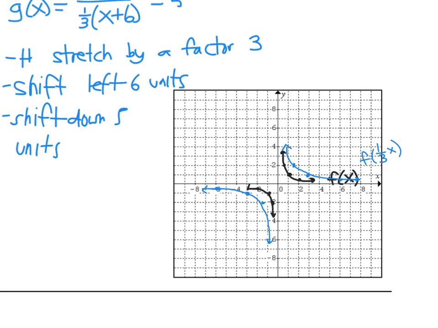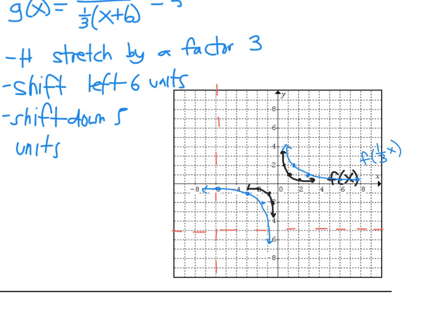So if I go to the left 6, my vertical asymptote will get affected. So it is now at -6 instead of on the y-axis. If I shift down 5, my horizontal asymptote will get affected. So instead of on the x-axis, I'm now at -5. And now I have a guide for where these coordinates should lie.